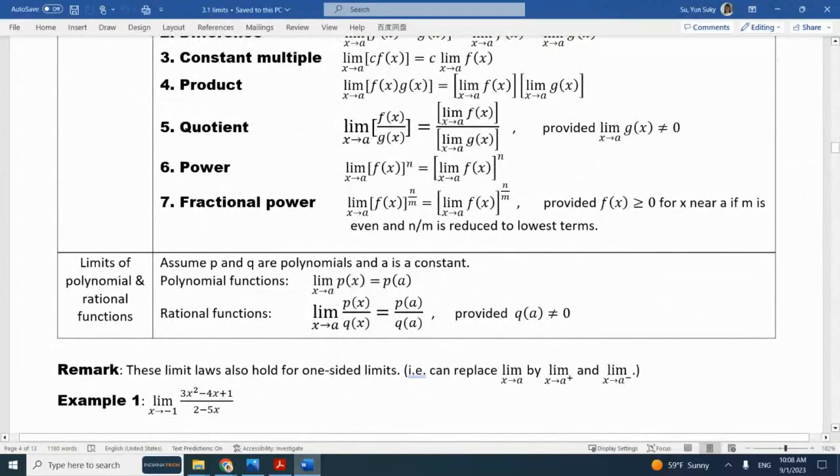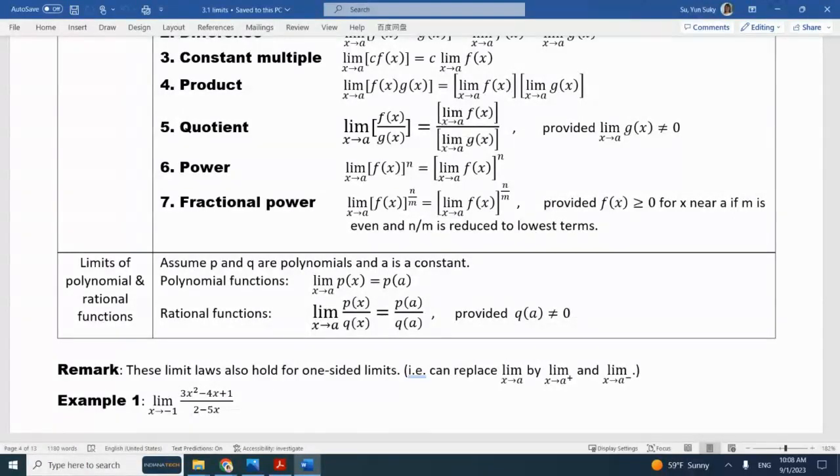Polynomials and rational functions. Polynomials, same thing. You just put the a and x, right? And rational functions, you plug in the x is a, but be careful, you want your denominator not equal to 0. Okay? So remember, it's like what we were doing. If you plug in it, you get 0 over 0. You need to do factoring, cancel the bad guy. Then you can plug in again. Okay, everybody?